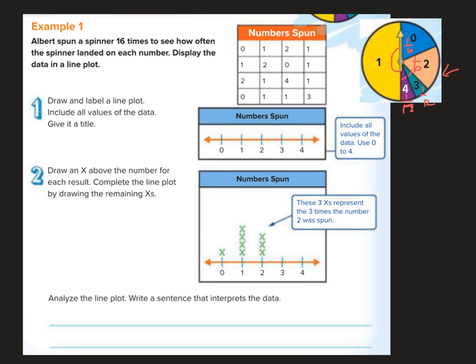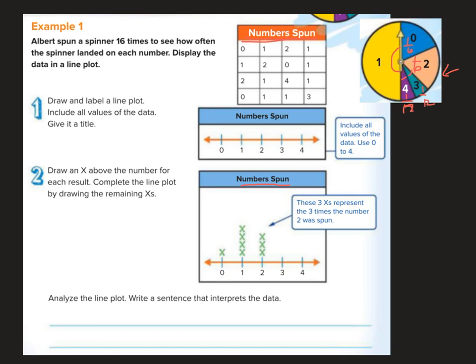Here we go. Draw and label a line plot. Include all the values of the data. Give it a title. Okay, so numbers spun is our title just because it's the one that they used on our table up there. Draw an X above the number for each result.